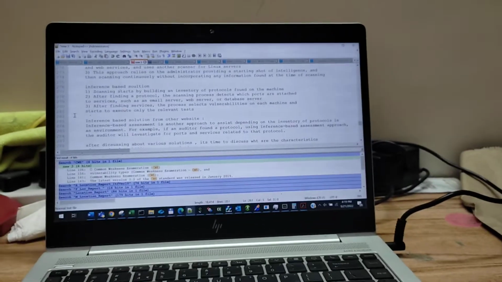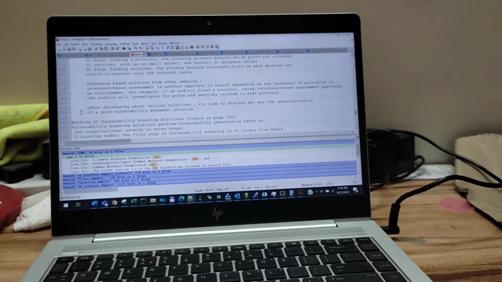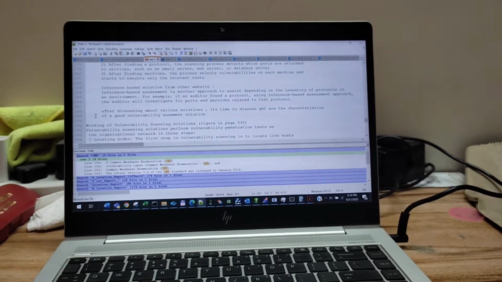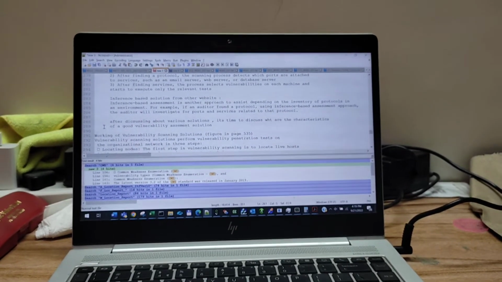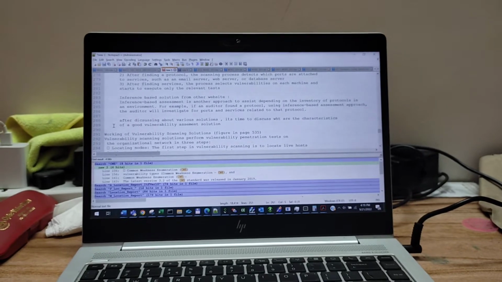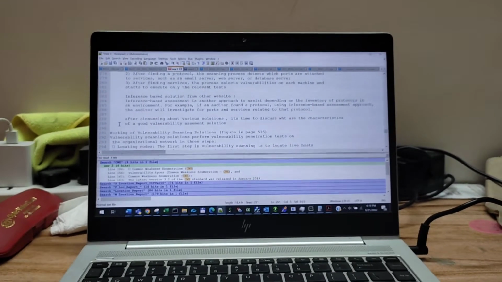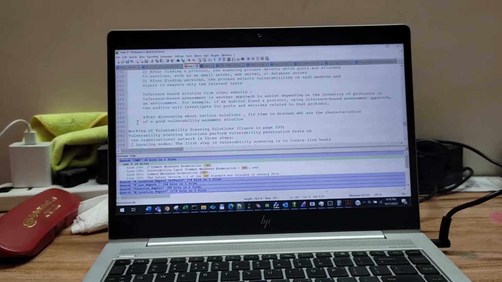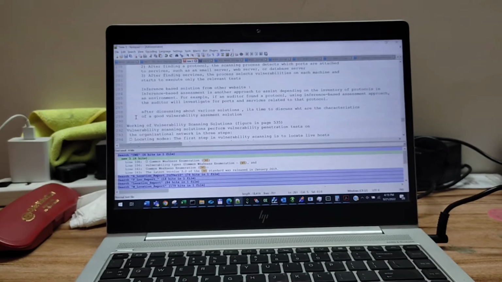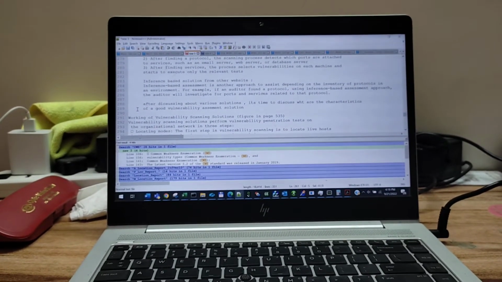Okay, inference based solution from other websites. Inference based assessment is another approach to assist, depending on the inventory of protocols in an environment. For example, if an auditor found a protocol using the inference based assessment approach, the auditor will investigate for ports and services related to that protocol. After discussing various solutions, it is time to discuss what are the characteristics of a good vulnerability assessment solution.